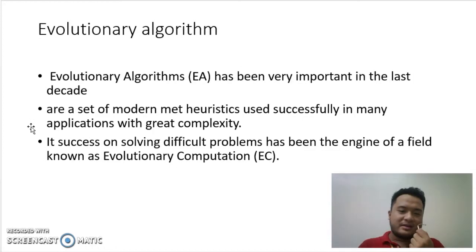Next, evolutionary algorithm, also called EA for short, has been very important in the last decade. Evolutionary algorithms are a set of modern heuristic methods used successfully in many applications with great complexity. Its success on solving difficult problems has been the engine of a field known as evolutionary computation, or EC.